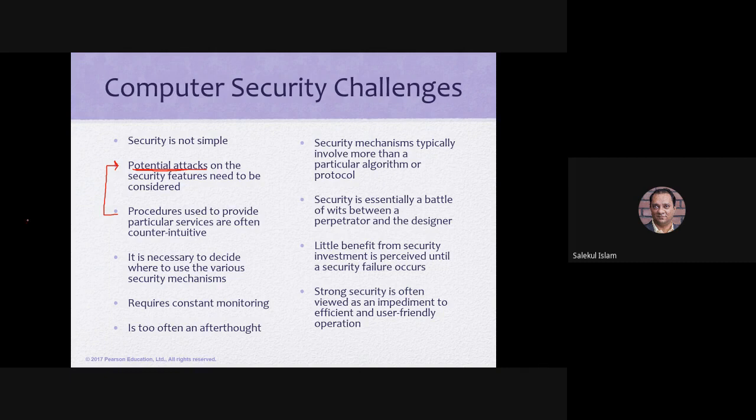So it is necessary to decide where to use the various security mechanisms. Where to use means whether you have to protect your communication protocols or your software, or maybe in your hardware or maybe in your container, like web server and those types of containers. That's the middleware. So where you want to add your security mechanisms, that you have to decide.